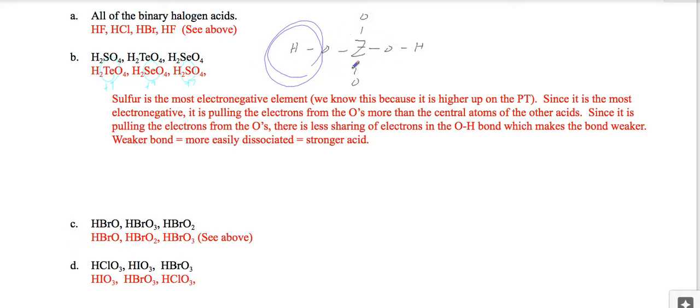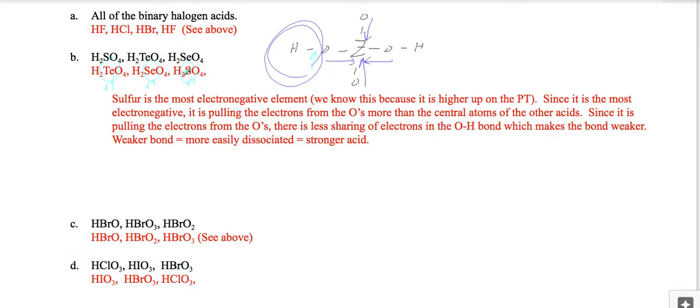The higher the electronegativity of the central atom, the more pull it's going to have on those oxygens. So a highly electronegative central atom, like sulfur, is going to be the highest compared to these, because it's highest up on the periodic table. So it has a greater attractive force to those oxygens. Since it has a greater attractive force to the oxygens, it weakens this bond. When this bond gets weaker, it breaks away.